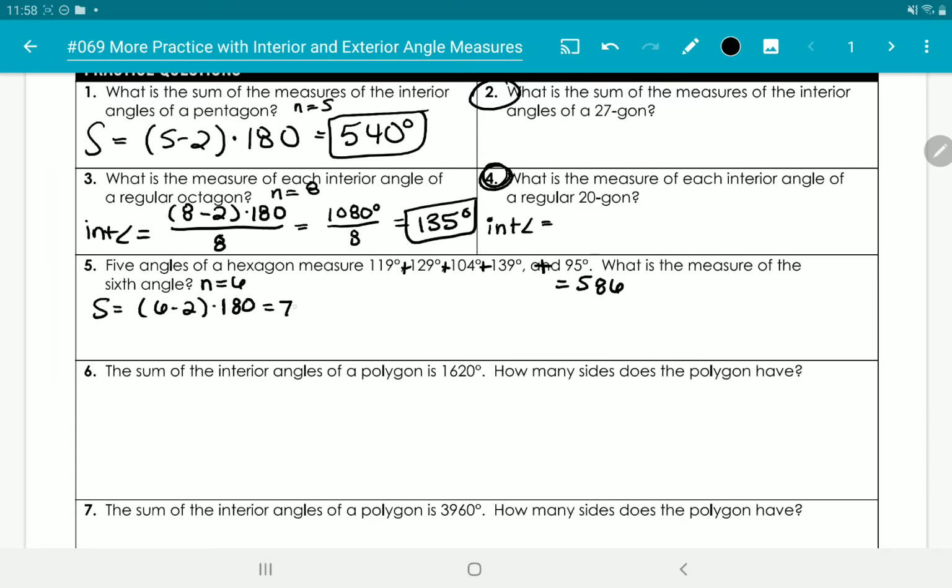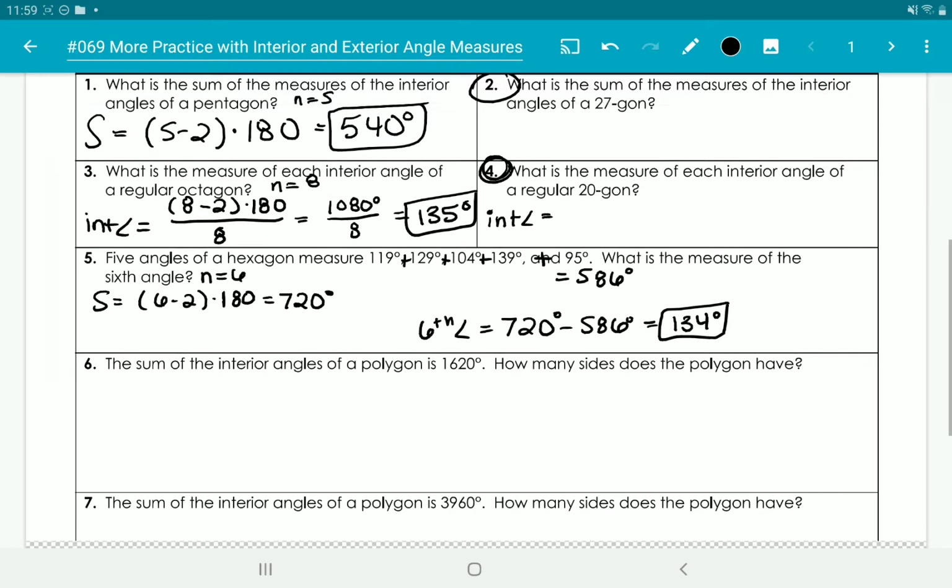That is going to give us 720 degrees. So if you add them all together, you're going to get 720 degrees. But if you add these 5 together, you get 586. So this sixth angle is going to be 720 minus the 586 that's already been taken up. Okay, so this last angle is going to be 134 degrees. So if it gives you most of the angles, or it gives you the interior angles, you're just going to figure out what the sum would be and plug those in.